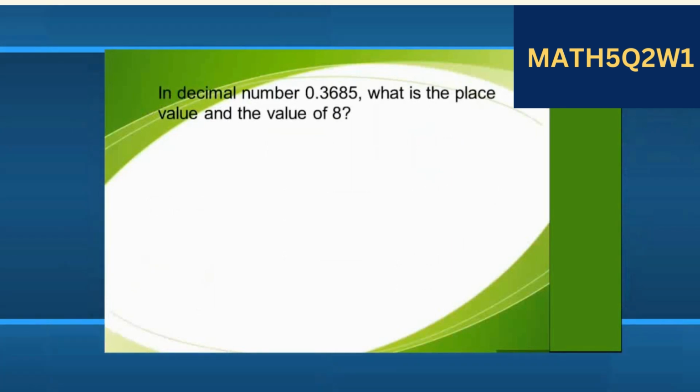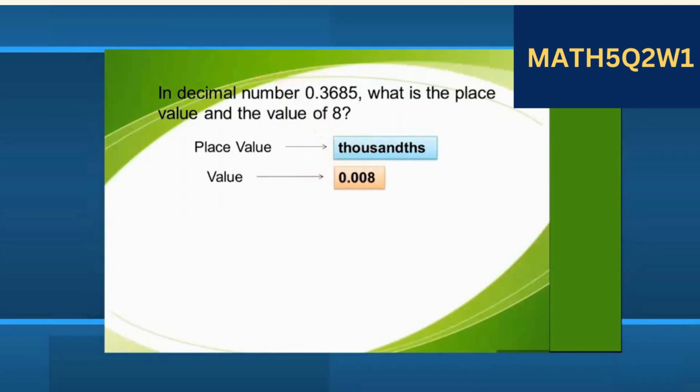Now, in decimal number 3,685 ten-thousandths, what do you think is the place value and value of digit 8? So, the place value of digit 8 is? Yes, correct. That is thousandths. How about its value? You're right. Its value is 8 thousandths.